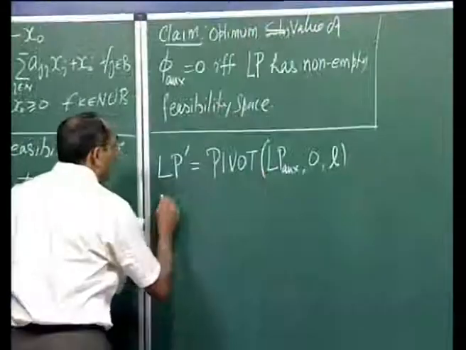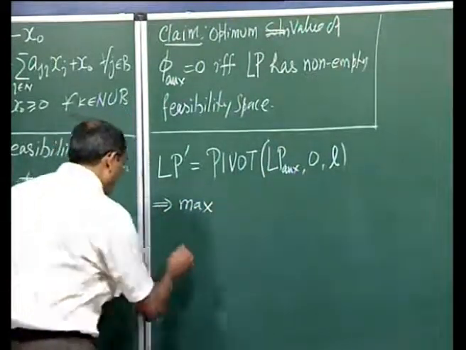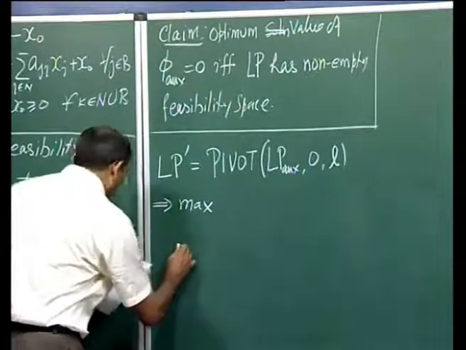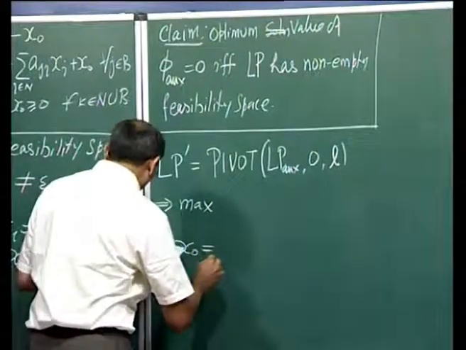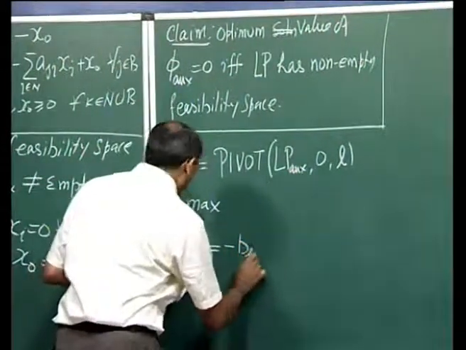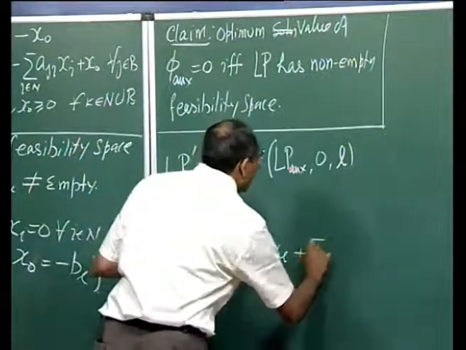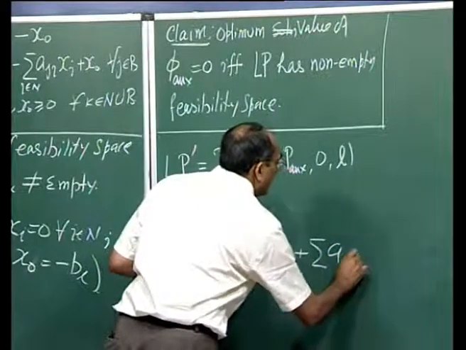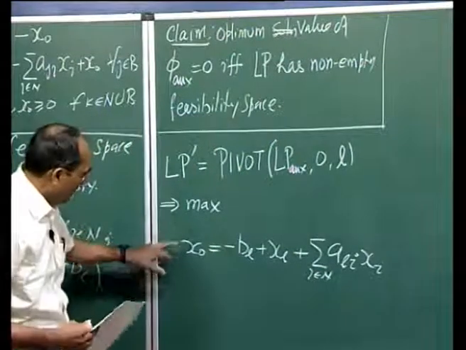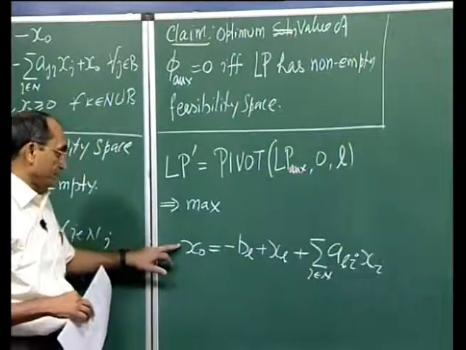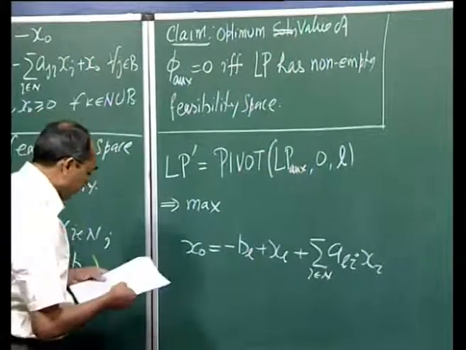We are getting max. First, let me write down the condition. We find that x naught looks like minus BL plus XL plus some ALI XI. So this is the equation for XL. We have transformed and brought x naught on this side.